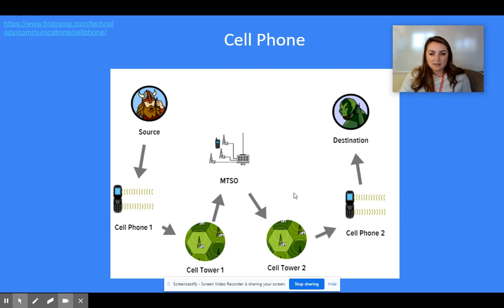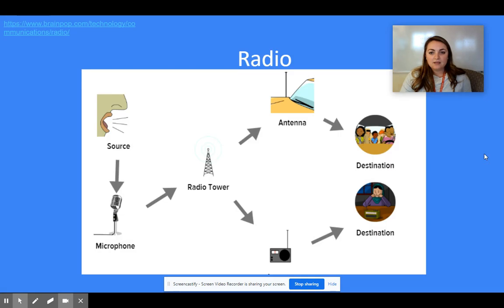Our next example that we have is a radio again. So our voice gets encoded into electrical signals by the microphone. The microphone is then going to transmit those signals through a radio tower. The radio tower transmits those signals to the antenna of the radio. The radio is going to decode that message and then play the music or the show or whatever message is trying to be put across to the destination, which are the people listening to the radio.